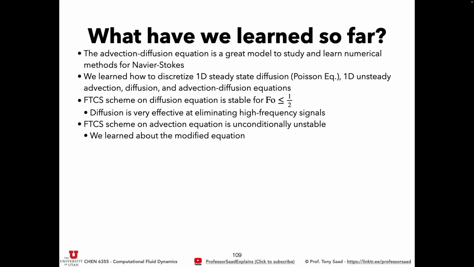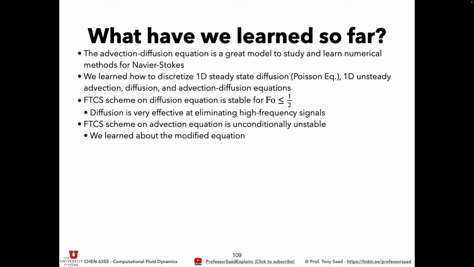So with that scheme, the FTCS on advection, we learned about the modified equation, which is the true continuous PDE that the discrete equation is actually solving. Because when you discretize a model equation, you truncate the error. That discrete equation is only an approximation to that true equation, but the modified equation tells us what the true equation is that this discrete equation is solving. So by tracking all the truncation error.